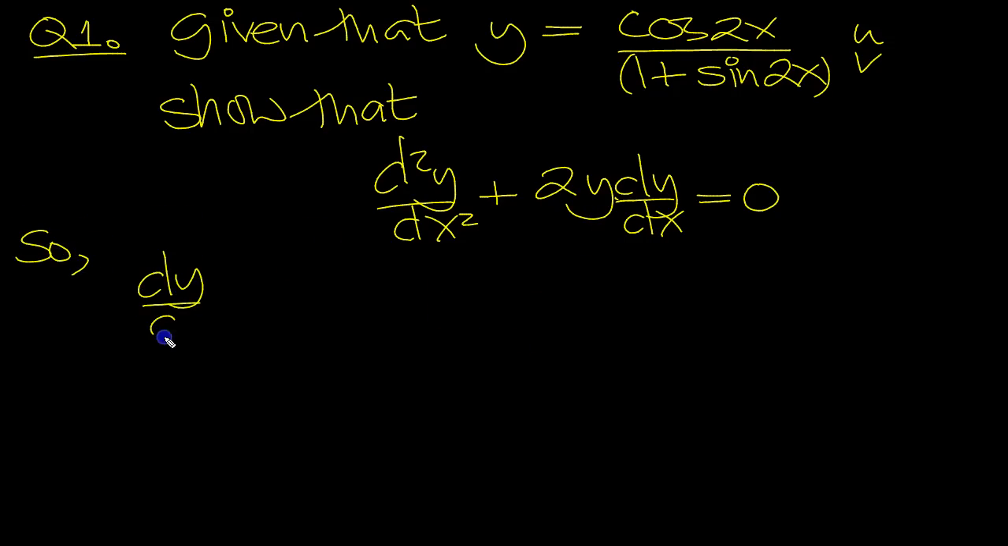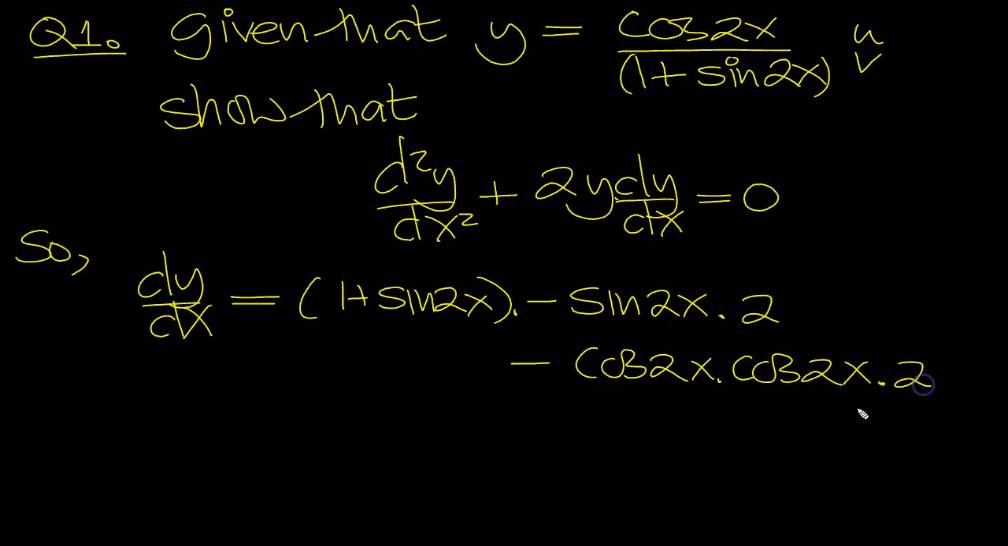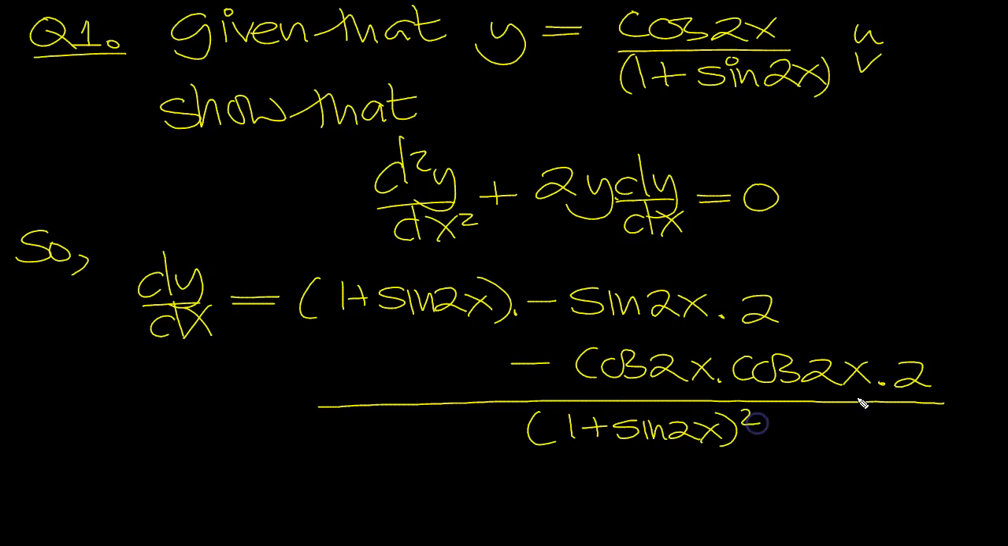So here, dy dx then. Use the quotient rule: v times du dx. Cos differentiates to minus sine of something, multiplied by the something differentiated, which is 2. Then minus u times dv dx. This differentiates to 0, sine goes to cos of something, multiplied by the something differentiated, which is 2, all over v squared, so it's 1 plus sine 2x squared. So let's tidy this up.